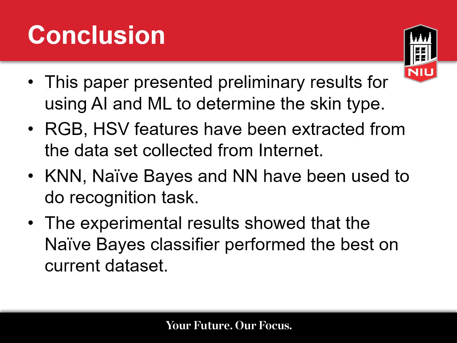Okay, so the conclusion. This paper presents some preliminary results for using AI and machine learning to determine the general skin type. RGB and HSV features have been extracted from the data set we collected directly from the internet, and then we use KNN, naive Bayes, and the neural network as classifiers. The experiment based on our current results shows that the naive Bayes classifier performs the best on our current data set.